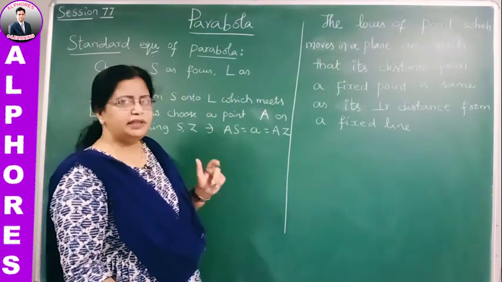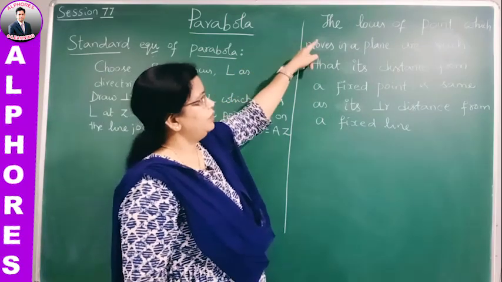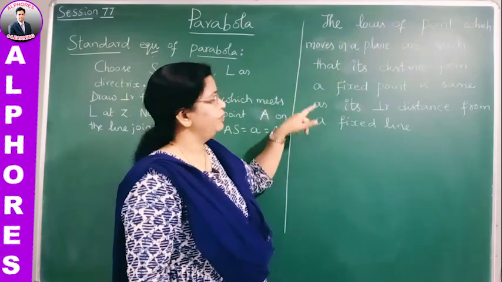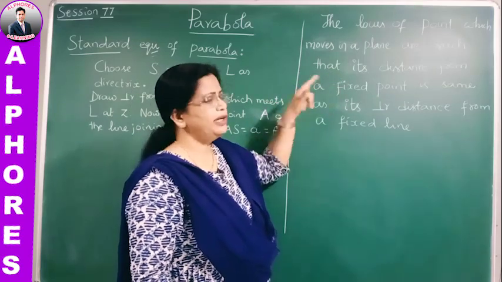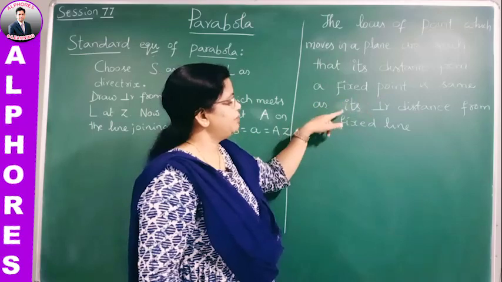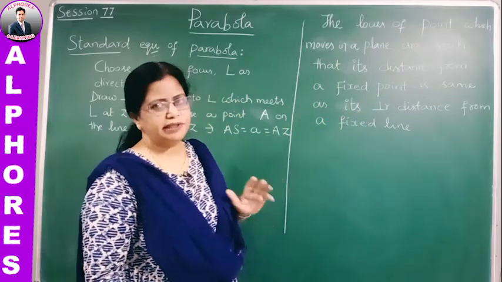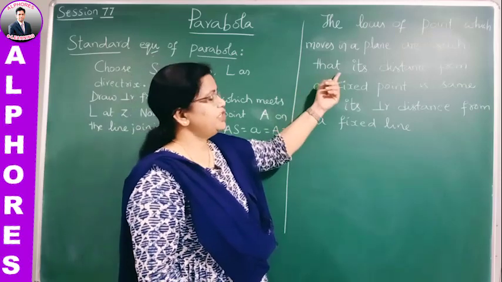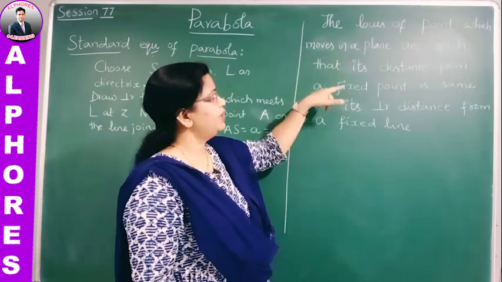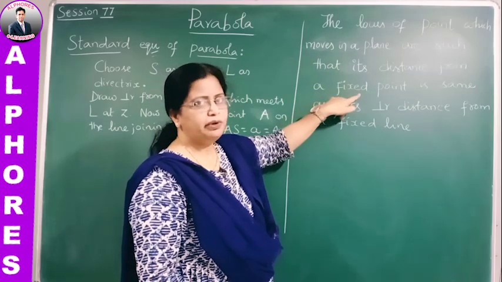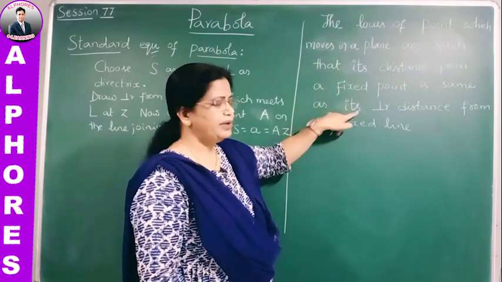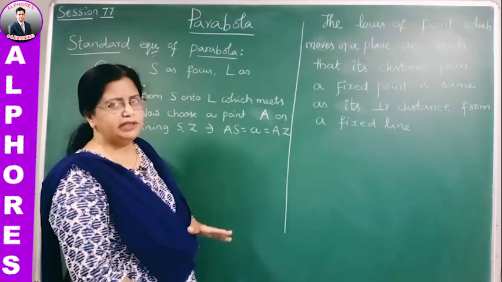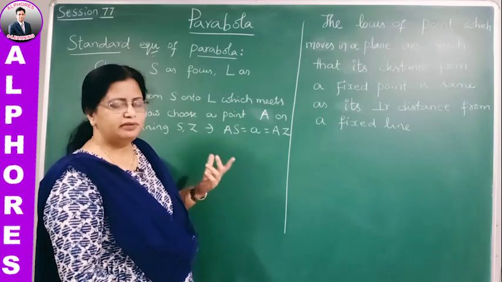But exactly what is the definition? The definition is the locus of a point which moves in a plane such that its distance from a fixed point, which we call the focus, is the same as its perpendicular distance from a fixed line. Earlier, for a conic, what value did we get? The ratio of its distance from a fixed point to its perpendicular distance from a fixed line is always a constant. Whenever the ratio is a constant, we call it a conic.